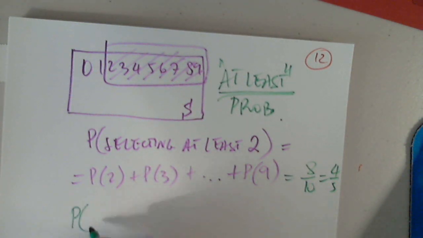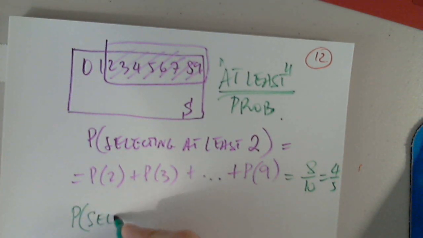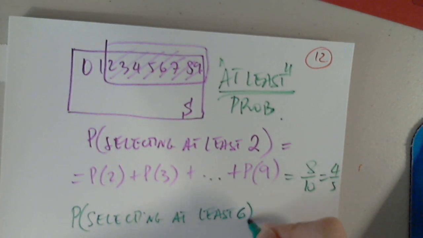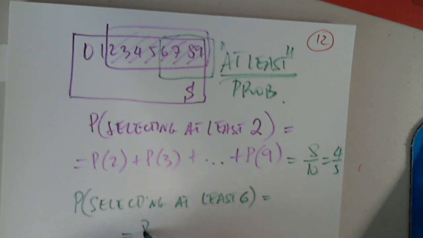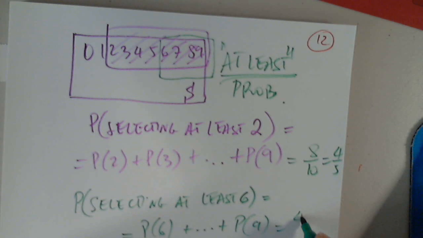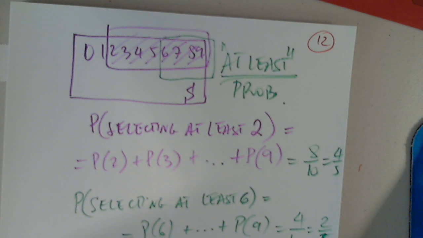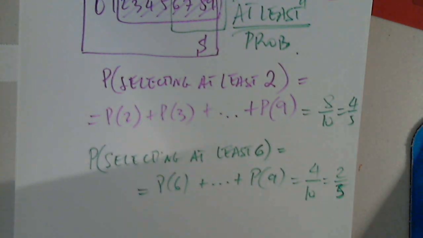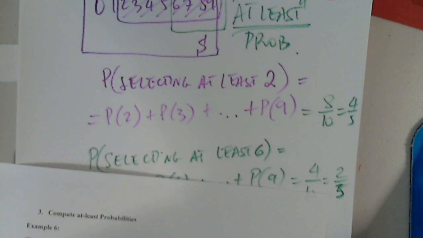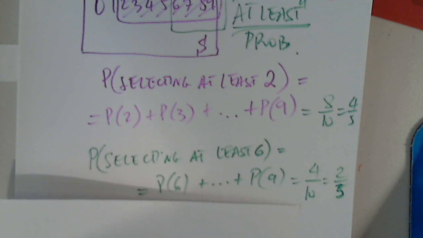What if I want the probability of selecting at least 6? That would be this. Probability of selecting 6 plus dot dot dot, the probability of selecting a 9. So this will be 4 divided by the total, which will be 2 over 5. So that's the idea of at least probabilities. We're going to use this concept in the next chapter as well. So we have this problem, and then we look back at the one with driving time.